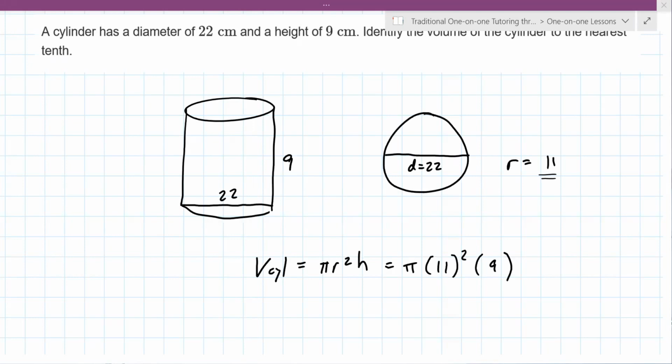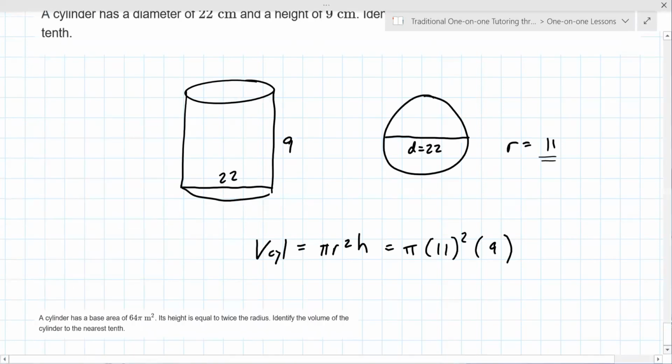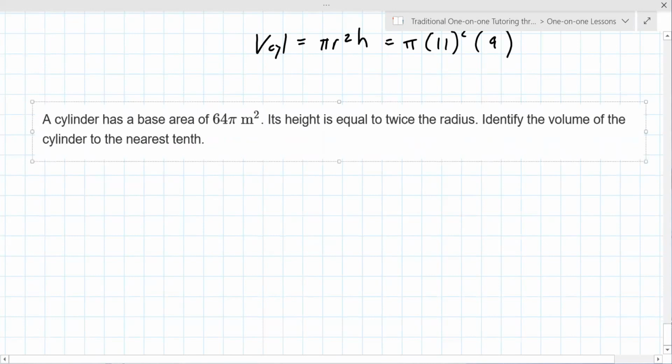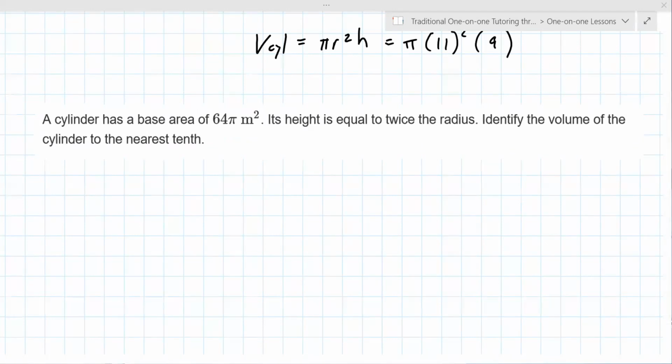So the next problem here, it's another cylinder problem. It's not the same as the last one though. They rarely give you two of the same here. All right. Could you give me 1 minute? Sure. Okay, I'm back. All right, sounds good.